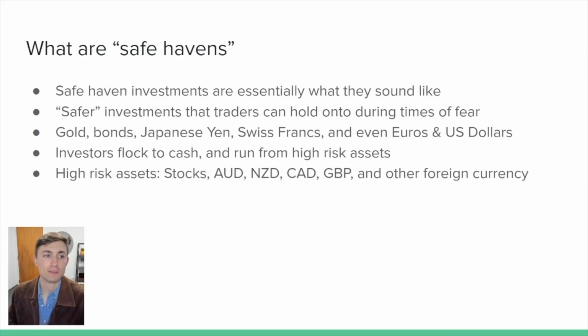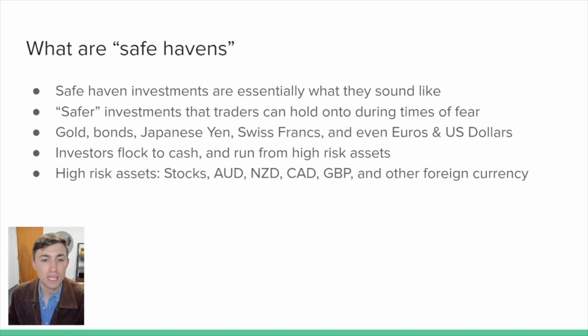So what are safe havens? Safe haven investments are essentially what they sound like. They are safer investments that traders can hold onto during times of fear. Some examples are gold, bonds, the Japanese yen, the Swiss franc, and even euros and US dollars. You may notice that some of these currencies are not like the other ones, right?